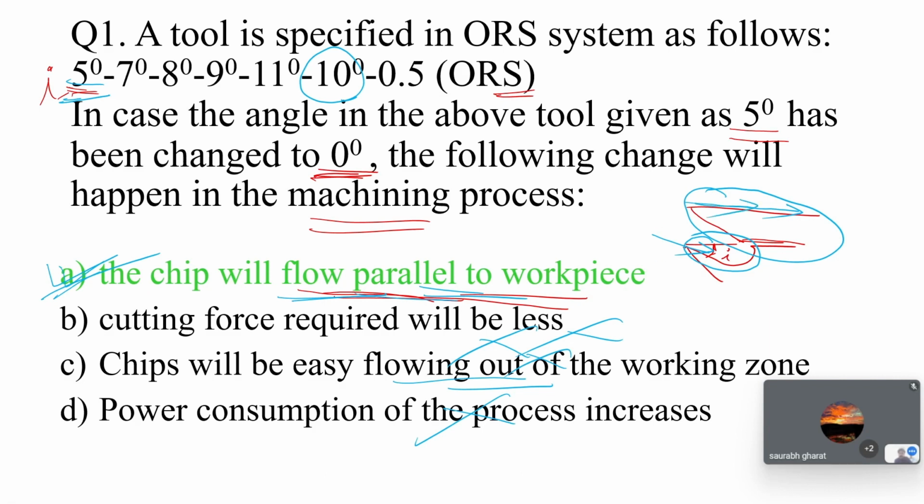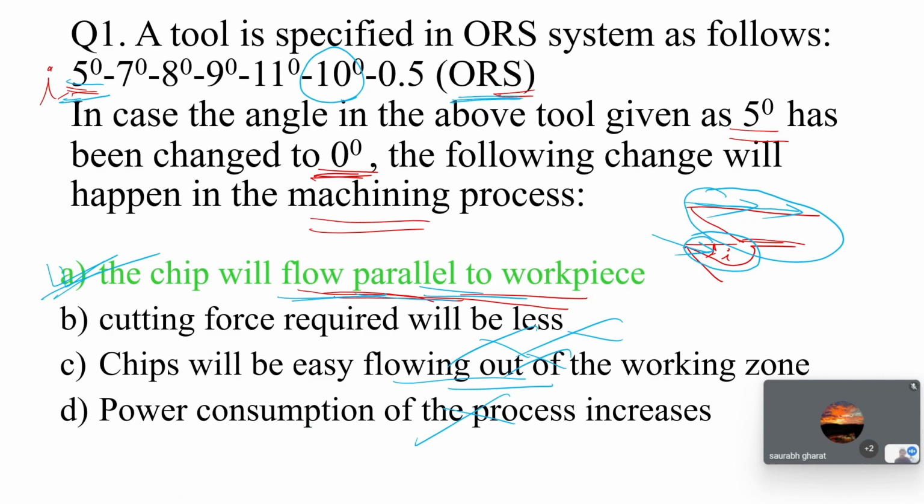So what is the meaning of the 5 degrees in the first question? Actually, here the 5 degrees is a rake angle. No, it's ORS now. It will be the inclination angle.